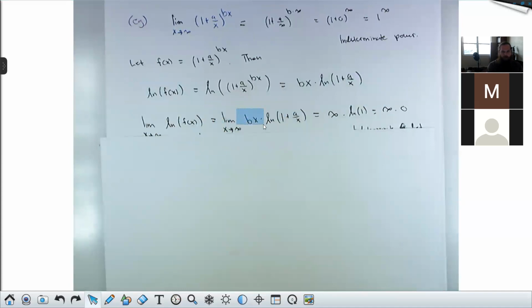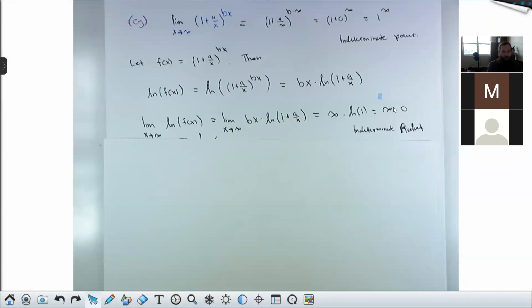Now this piece, bx, is still going to infinity like it did before, but it's not in the power anymore, it's down front. And inside the logarithm, I have 1 plus a over x, which went to 1 before, and it's going to 1 now, but it's inside the logarithm. So I have infinity times the natural log of 1, which is infinity times 0, because the natural log of 1 is 0. Oh no, that's still not good. That's an indeterminate product. But indeterminate products are easier than indeterminate powers. So even though I might feel a little bit discouraged, I realize I'm going in the right direction. Things are getting better.